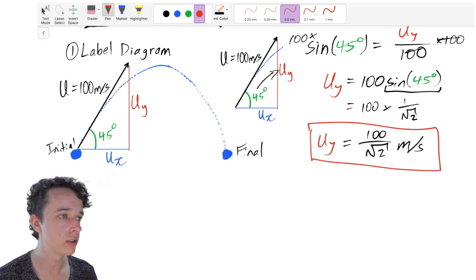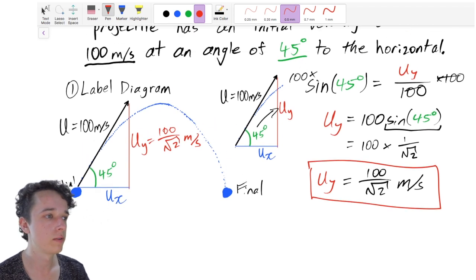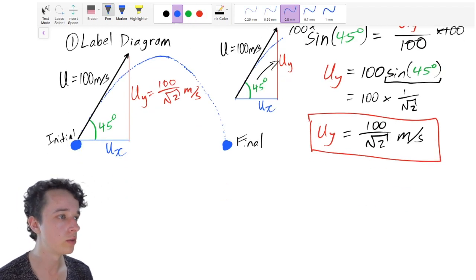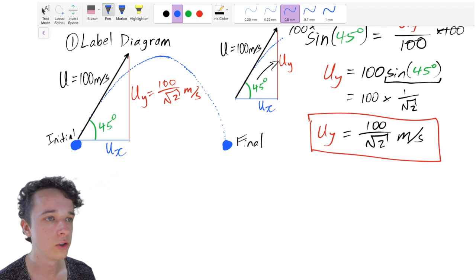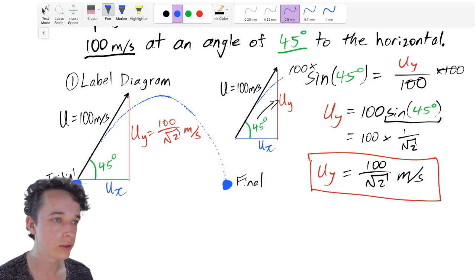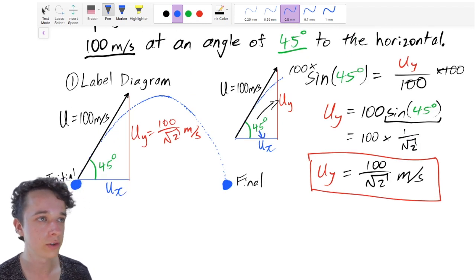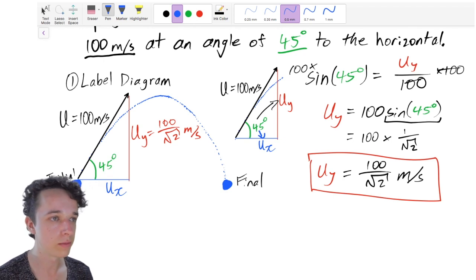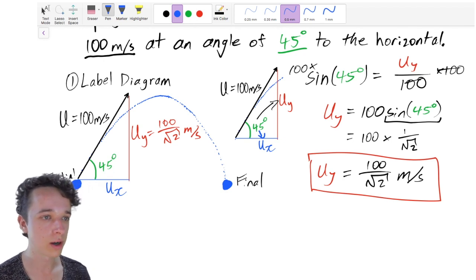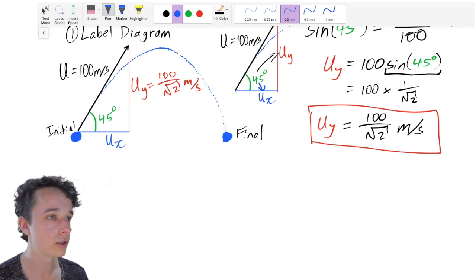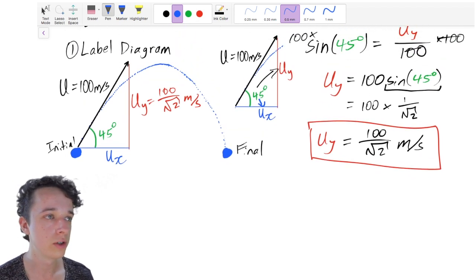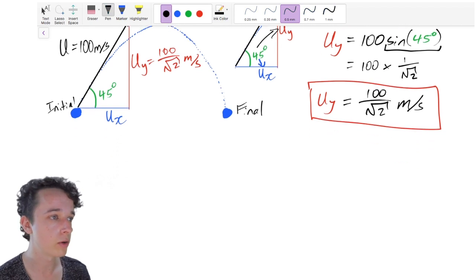So uy is equal to 100 over root 2 meters per second. Now we're going to do the same thing for ux. So how is ux related to the 45 degrees? Well, it's adjacent to the 45 degrees. And again, the 100 meters per second is the hypotenuse of this initial velocity triangle. So we're going to use cos because we have something which is adjacent and we have a hypotenuse.